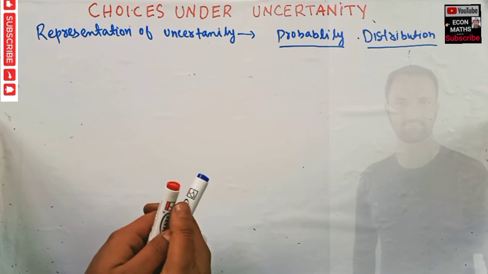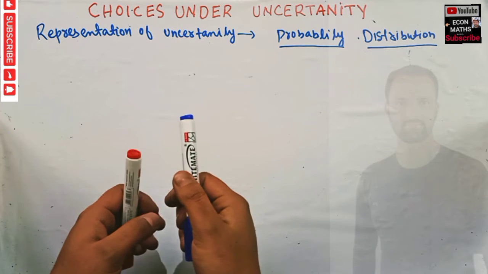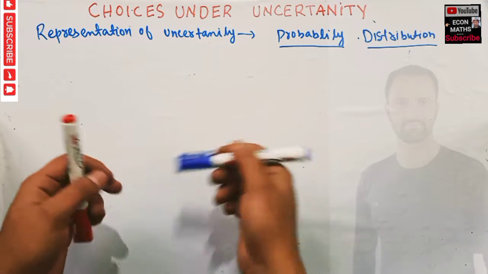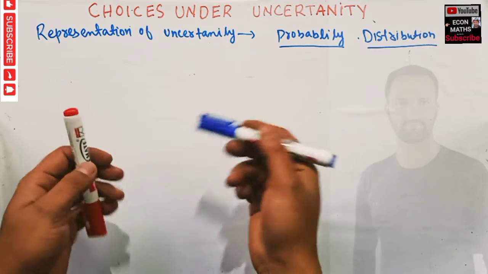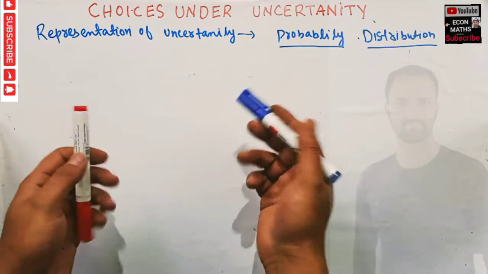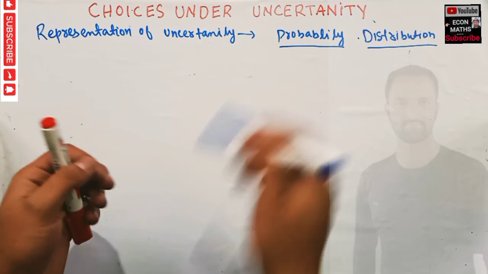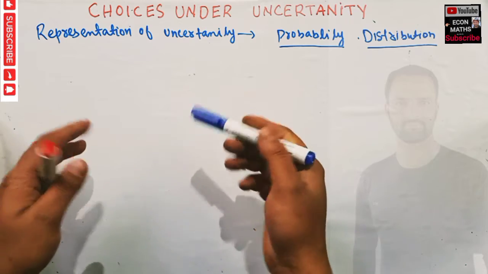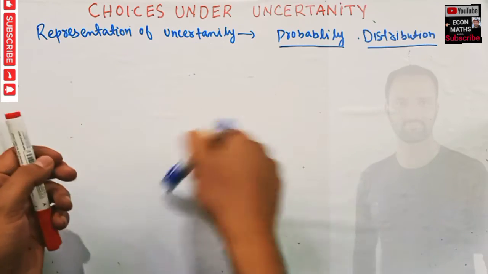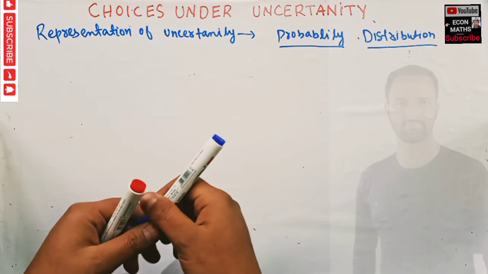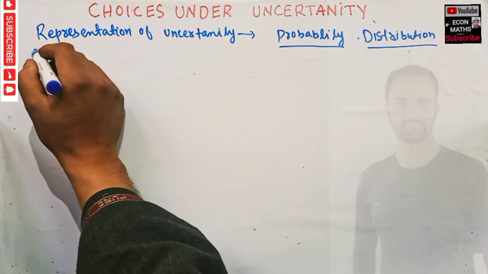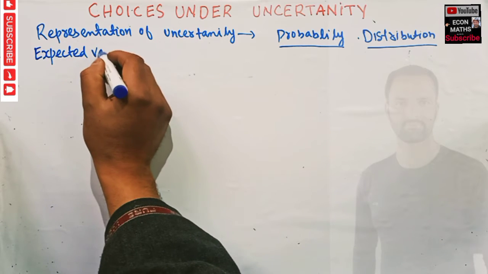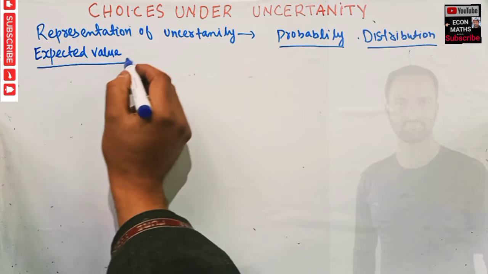Now let's talk about a representation of uncertainty: probability distribution. In the presence of uncertainty, when we have uncertain outcomes, we have what we call the probability of occurrence of an event. What is meant by this? First, we will try to learn about what is meant by expected value. Then I will give you an example of this expected value under an uncertain event. So let's write expected value. What is meant by expected value?